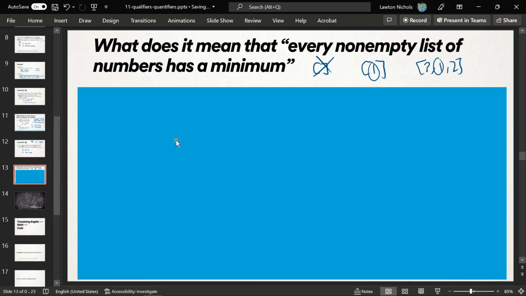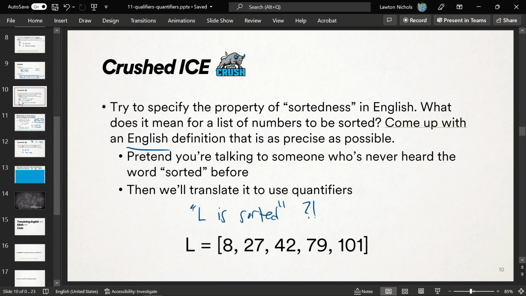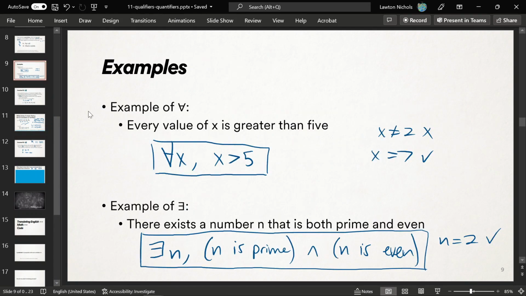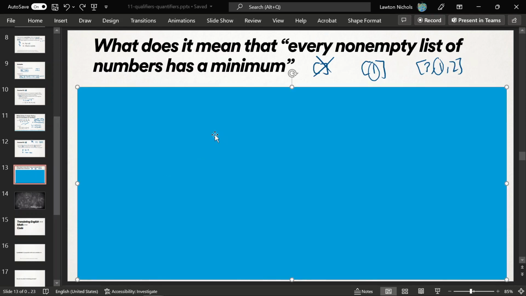So the first idea is we have to quantify over things. Whenever you use a quantifier, you have to include a variable. That's what it does. It quantifies over something that can change. So for all L, that's the first rule. There's always a variable that gets introduced when you use a quantifier. Okay? There exists an n, for every x. Things like that. So that's the first statement that we need to notice.